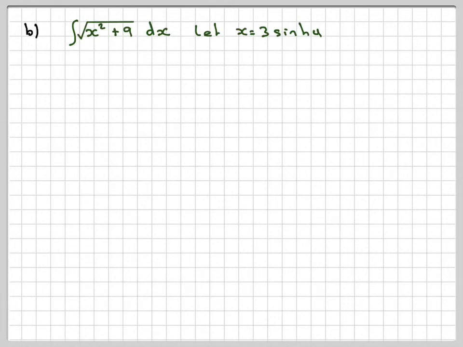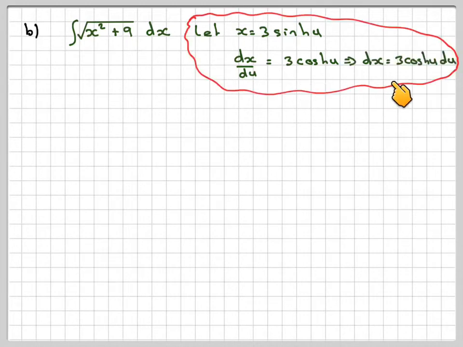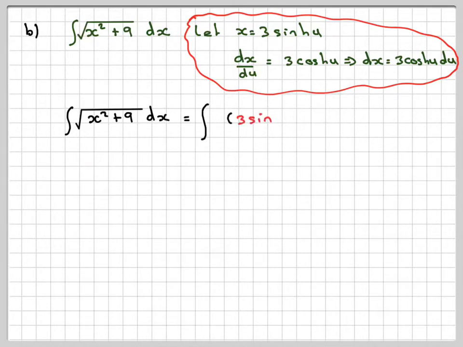When you do integration by substitution, the first step is to differentiate. If you differentiate 3 sinh u you get 3 cos u, and then rearrange for dx. So dx will be 3 cos u du. So my integral, the square root of x squared plus 9 dx, will become the square root of 3 sinh u all squared for the x squared, plus 9, times my dx, which will be 3 cos u du.